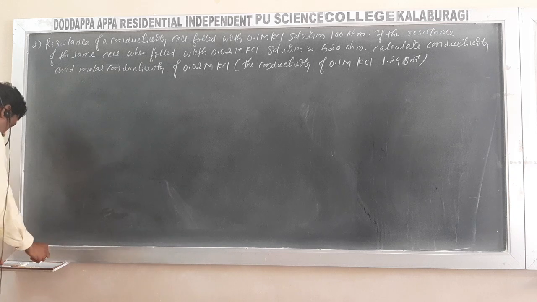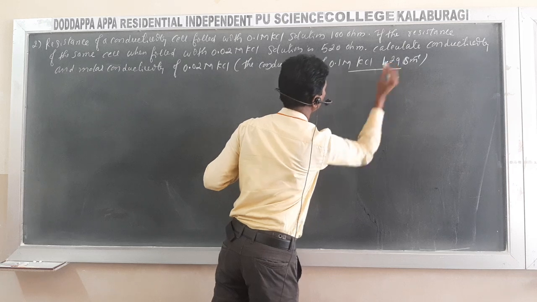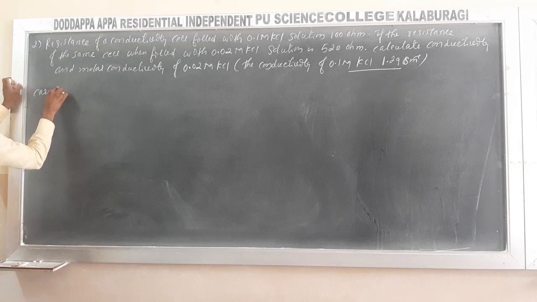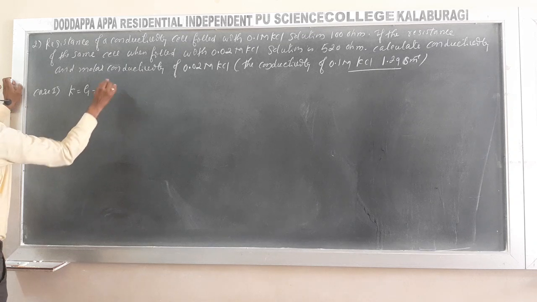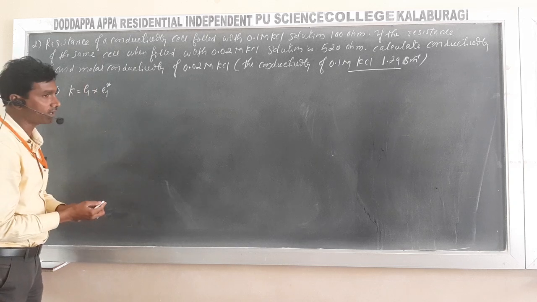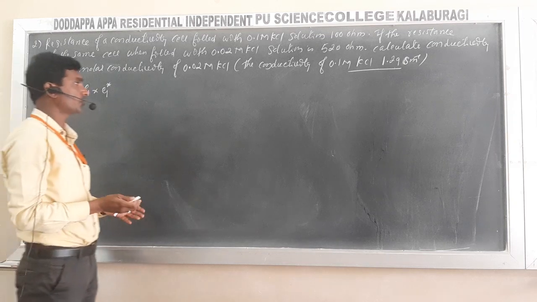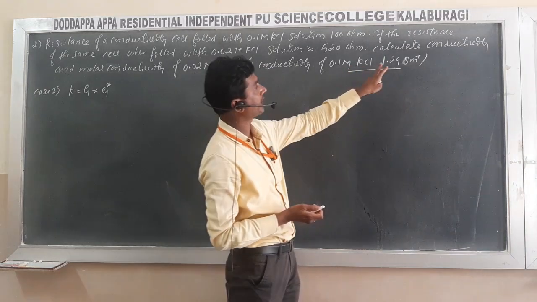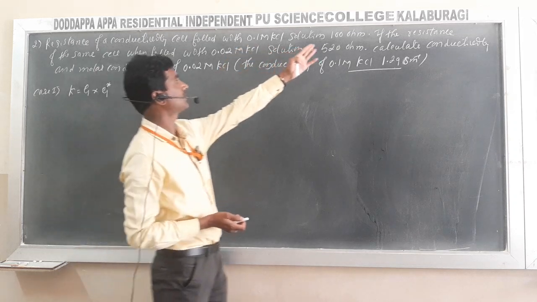So here the conductivity of the 0.1 M KCl is 1.29. This is case 1. What is the conductivity? Conductivity kappa is equal to G into G star. G is called conductance, and G star is called the cell constant. So here, what you have to find out is G star. How can you find out this G star? With the help of the 0.1 M KCl, which has a conductivity of 1.29 Siemens per meter, and the resistance is given as 100 ohm.